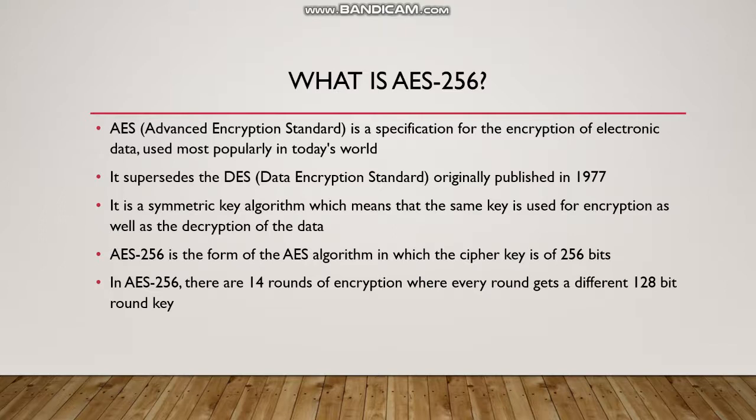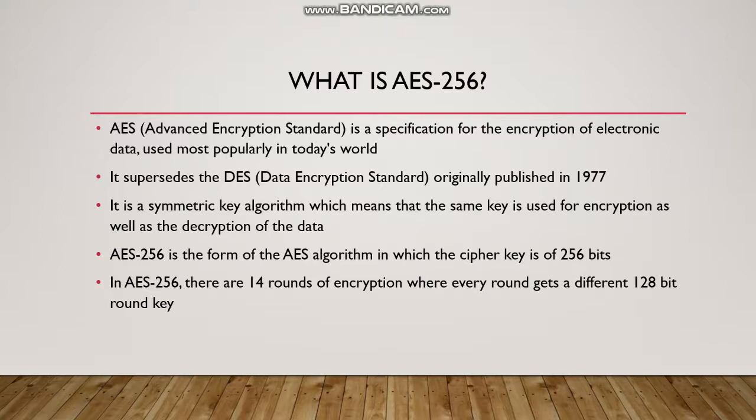It should be noted that there are three versions of AES: AES 128, AES 192 and AES 256. All of them differ only on the basis of the length of the cipher key, because the input plain text bit length is 128, and the output ciphertext bit length is also 128 in all the three versions. The only difference is the number of bits in the cipher key.